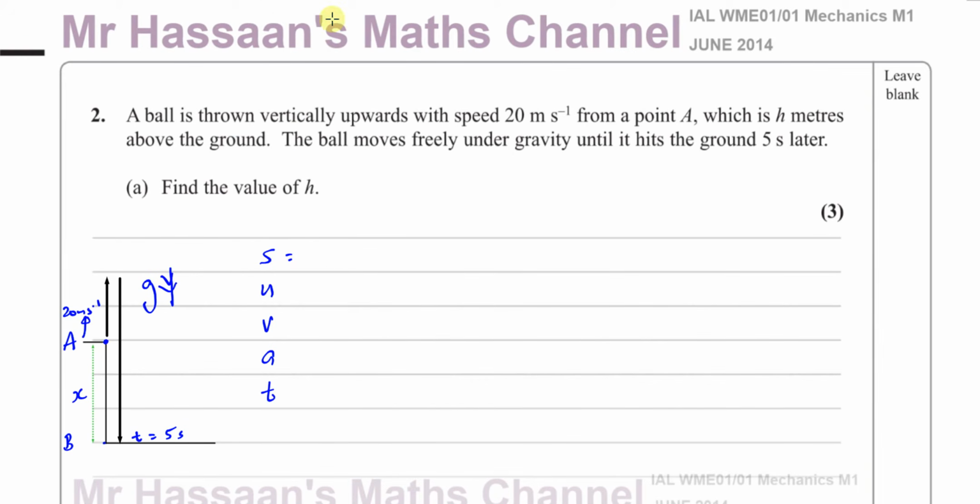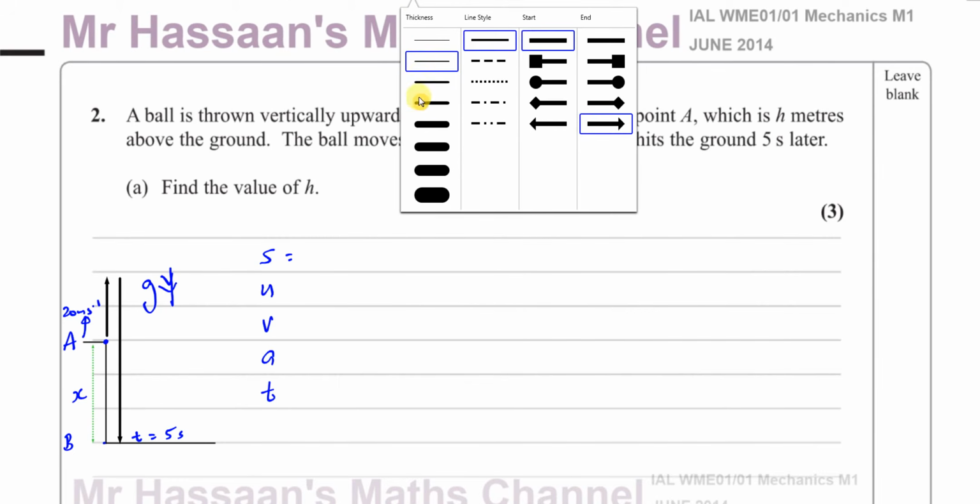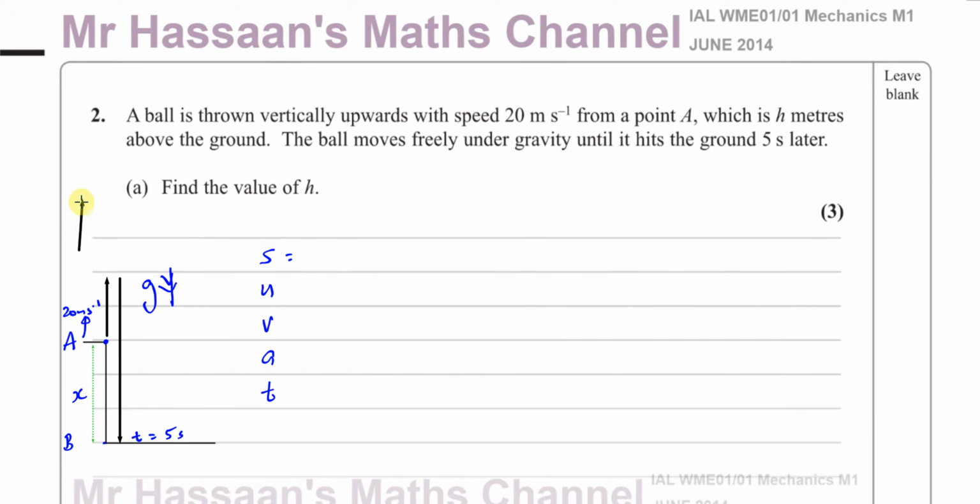Let's just clarify one thing. As this object was thrown upwards, in this question I'm going to take the upwards direction as positive because its initial motion was upwards. It's thrust upwards. So up is going to be positive and down is going to be negative. So I know X is going to end up as a negative value in my equation here because I know X is below A.